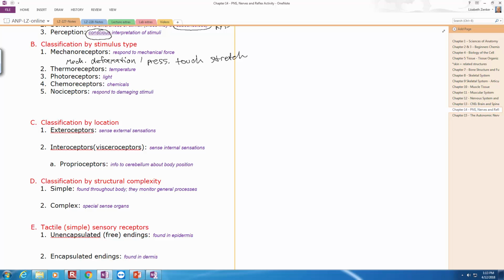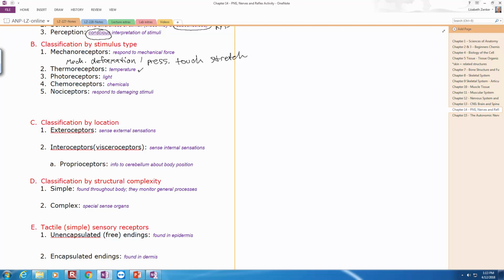So if we look at thermoreceptors, those are pretty easy, temperature. So they just detect how hot or cold something is. Where would you maybe have a thermoreceptor? On your skin, right? You can feel if the room is really hot. You can feel if the room is kind of chilly. You can feel if you're touching something hot or cold, that kind of thing.